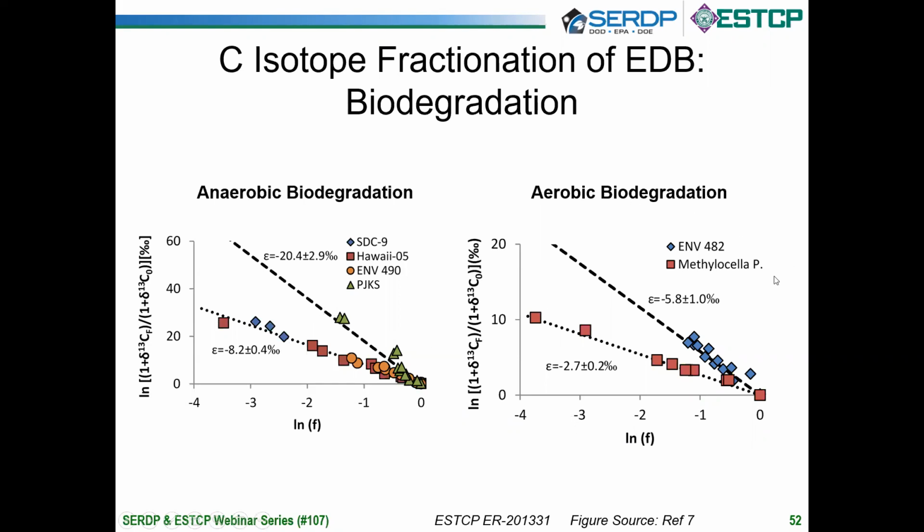Aerobically, and this is a methanotroph, so an organism that grows on methane, this is a co-metabolic reaction. This is an organism that was isolated up in Cape Cod that degrades EDB. It also grows on ethane and propane. And we see much less fractionation, but still measurable fractionation.